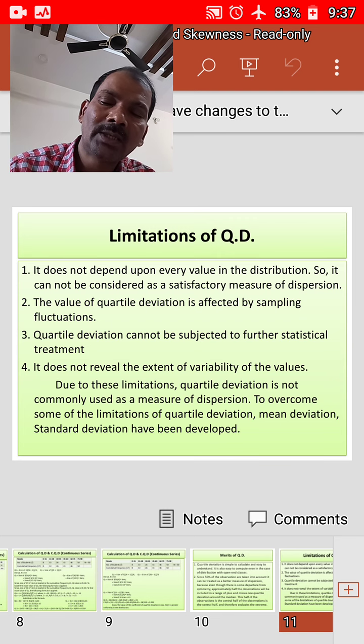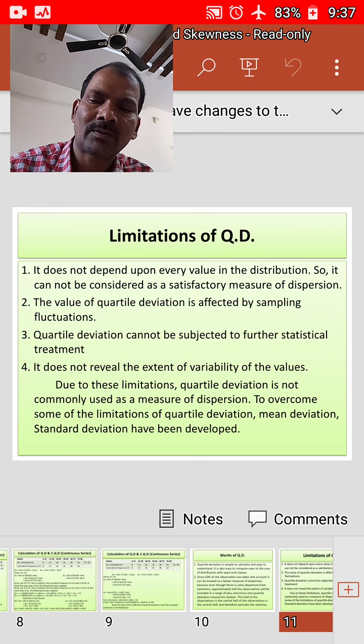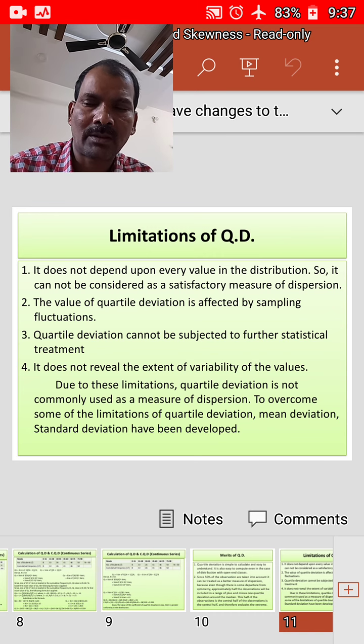Due to the limitations we have discussed so far, quartile deviation is not commonly used as a measure of dispersion. To overcome some of the limitations of quartile deviation, certain other measures of dispersion, like mean deviation and standard deviation, have been developed. We will discuss those concepts, mean deviation and standard deviation, in subsequent chapters, right?